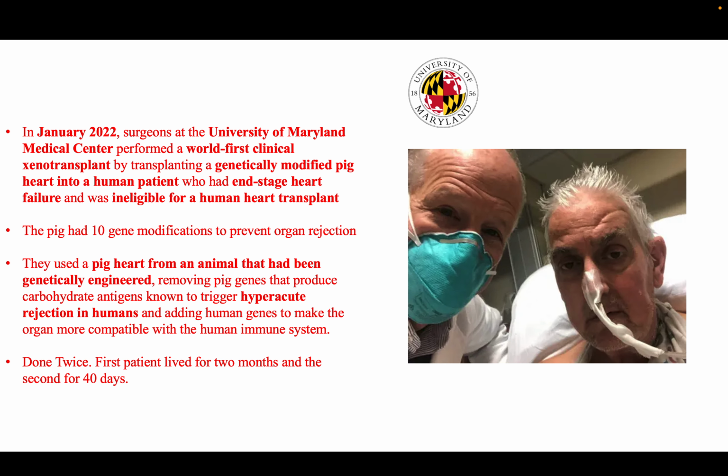And what they did was they literally took a pig, and they genetically modified that pig. They did 10 genetic modifications that made the pig's heart look more human and have fewer antigens that would induce organ rejection. So they took that pig's genetically engineered heart, which should be much more human-like, and they transplanted it into a person that was already having a lot of issues.